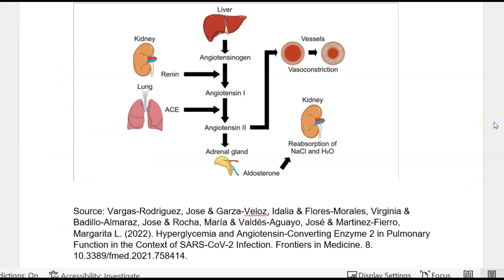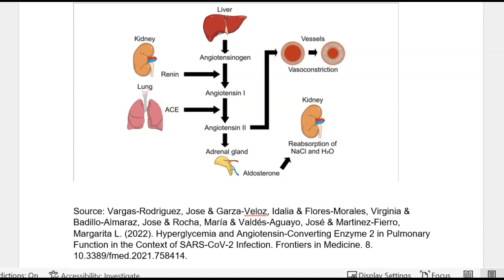Renin-angiotensin-aldosterone system, or RAS. The liver produces angiotensinogen, and the kidneys produce renin, an enzyme that acts on the angiotensinogen, which then is converted into angiotensin 1. Then ACE, or angiotensin converting enzyme, acts on angiotensin 1 and converts it into angiotensin 2. Angiotensin 2 causes vasoconstriction of the vessels, and it also stimulates the adrenal gland to release aldosterone, which causes the kidney to reabsorb sodium chloride and water.